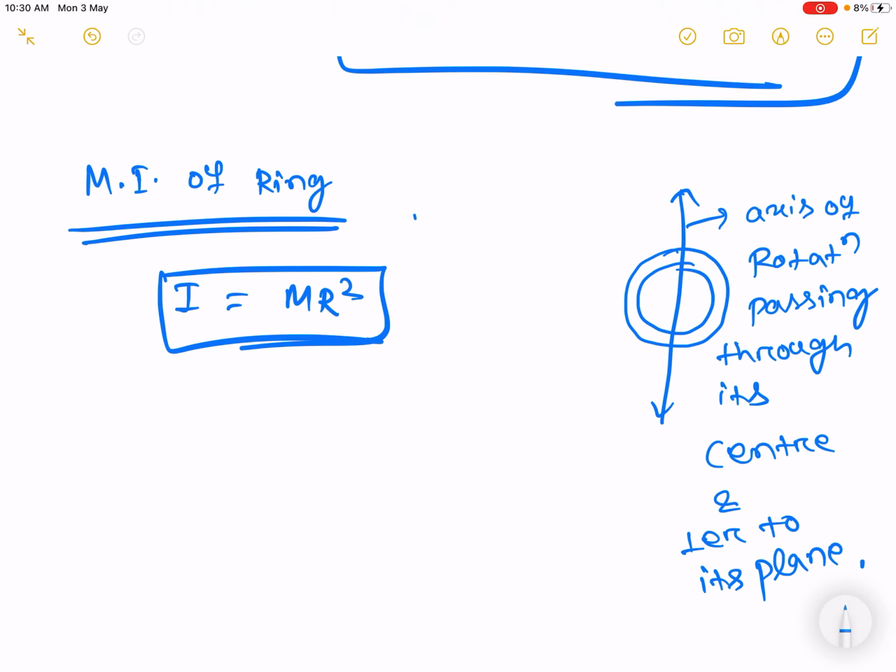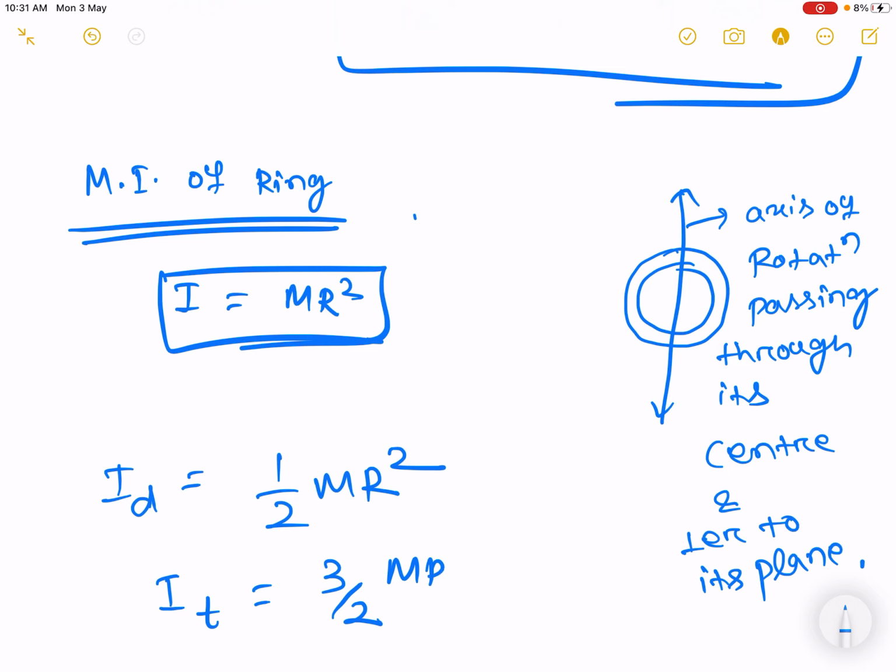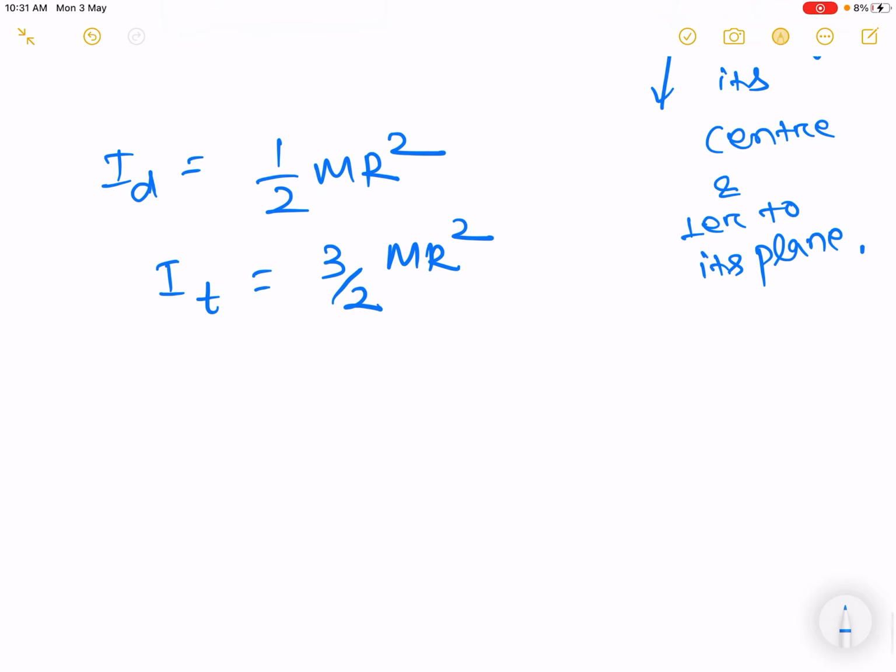Similarly, if you are taking an axis about its diameter, then the moment of inertia of the ring changes to half mr squared. All of you only remember. If we are taking an axis about the tangent in its plane, then the moment of inertia of the ring becomes 3/2 mr squared. Similarly, about a tangent perpendicular to the plane of the ring, I equals 2 mr squared. These are the moments of inertia of the ring about different axes of rotation.